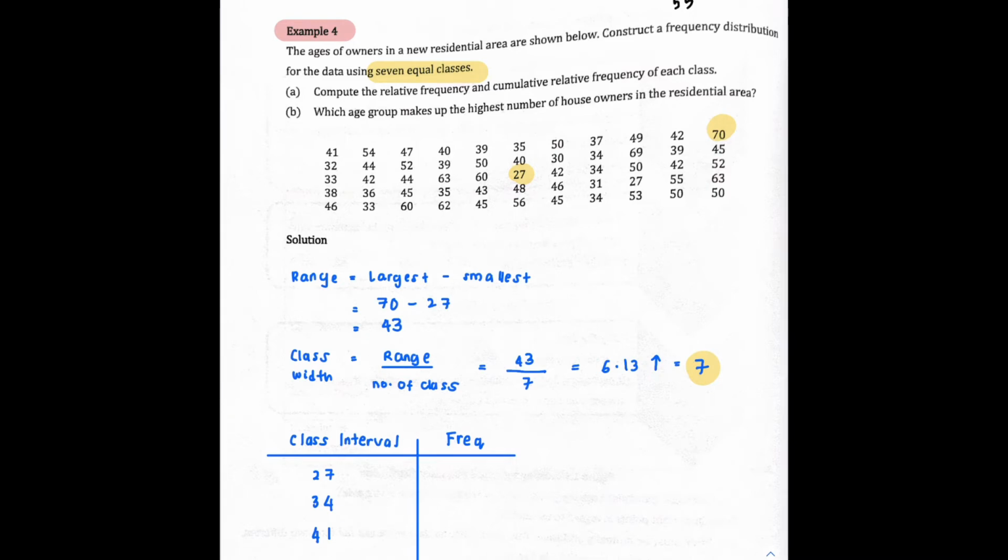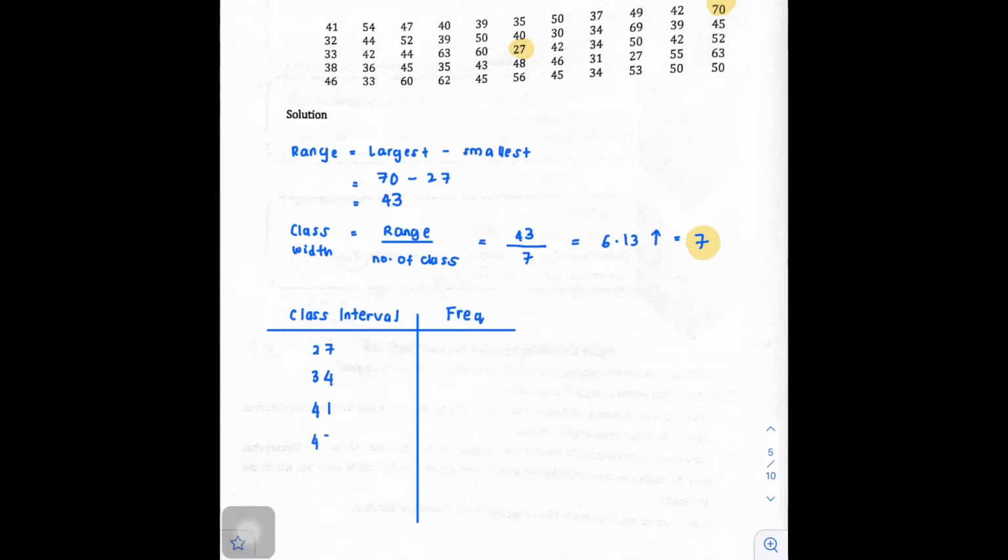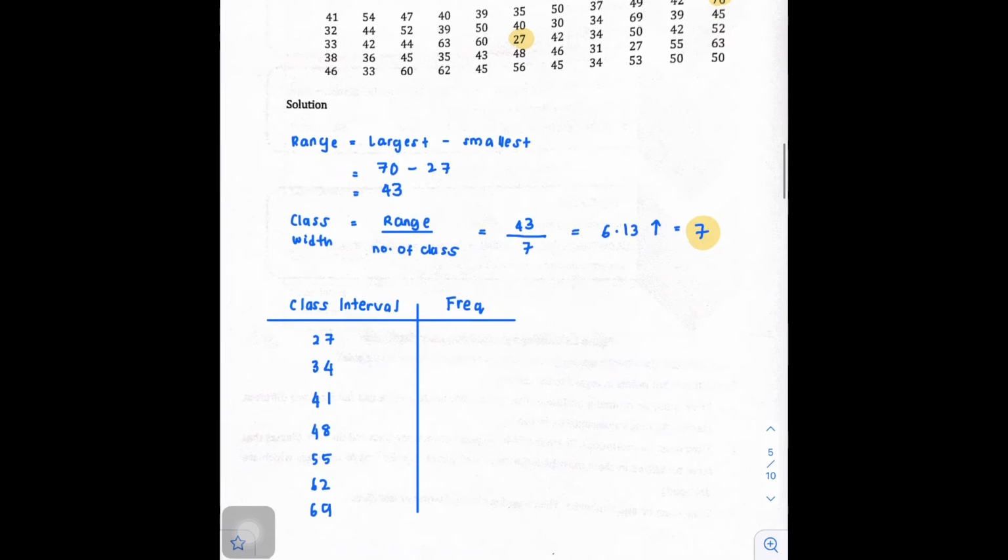So fill in all the lower limits first until you get 7 equal classes. So 41 plus another 7, 48, plus another 7, 55, plus another 7, 62, and the last one is 69. Okay, so settle all the lower limits of all the classes. And then it's time for you to fill in the upper limit. Okay, so for all these values, for example the first class, from 27 up until what value?